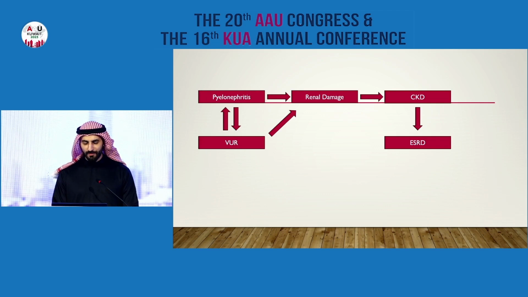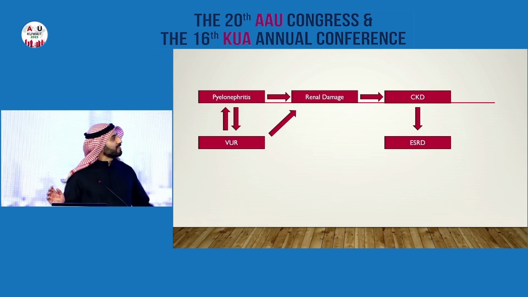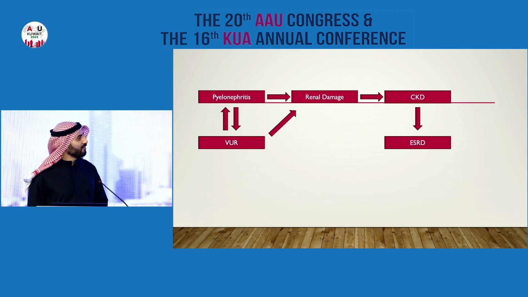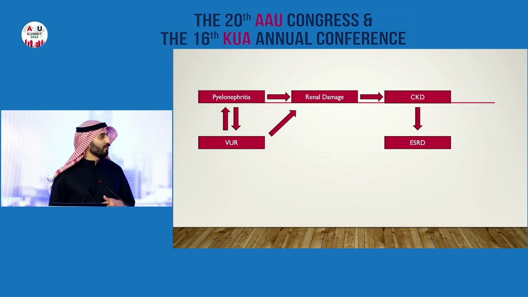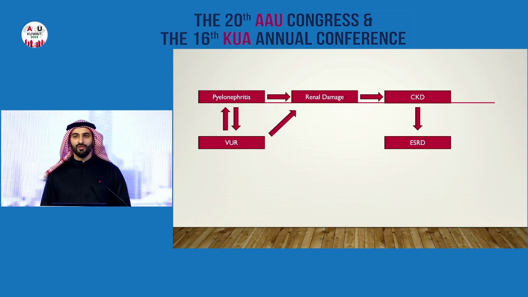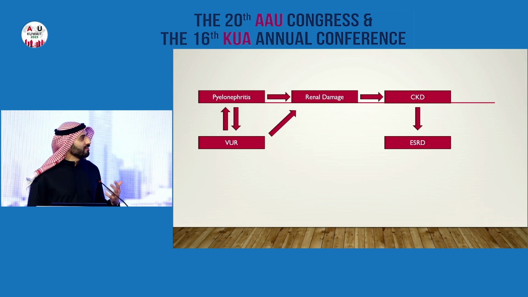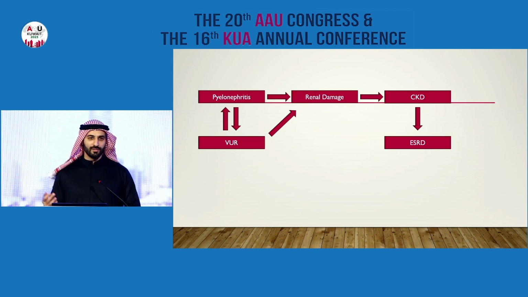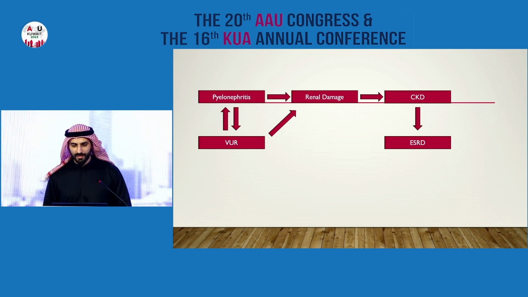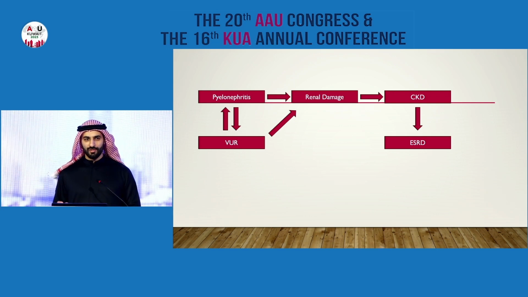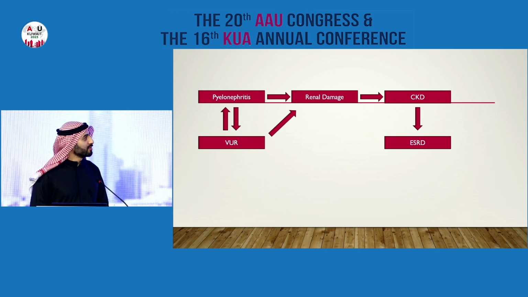So on the left side, we see that pyelonephritis and VUR have an interchangeable connection, where VUR is known to cause pyelonephritis. However, some studies have shown that infection by itself can induce VUR. The other side of the screen is what happens after recurrent or after a single UTI, where renal damage happens, CKD, and potential of ESRD.